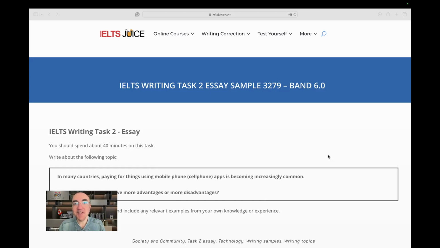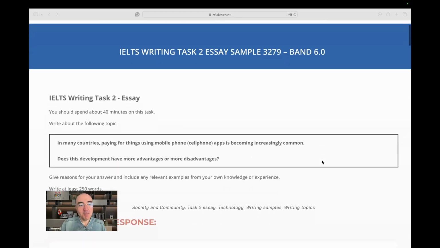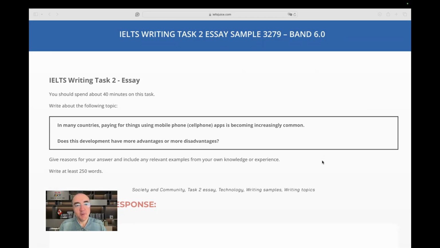Let's do this together. In many countries, paying for things using mobile phone or cell phone (British, American) apps is becoming increasingly common. You might do that already on your phone. Does this development have more advantages or more disadvantages?